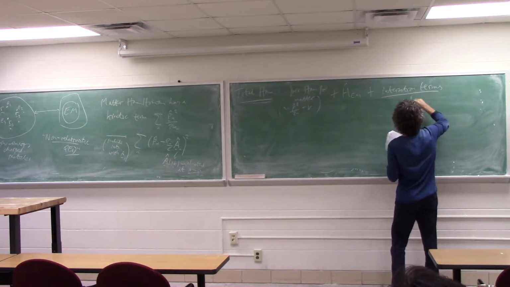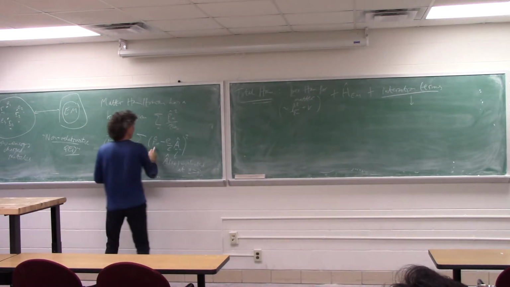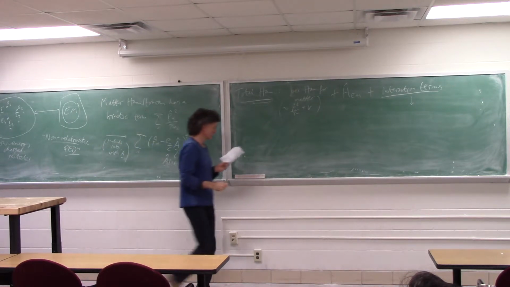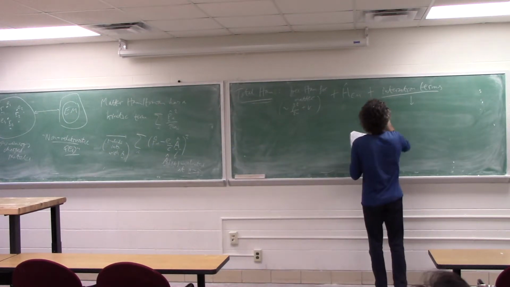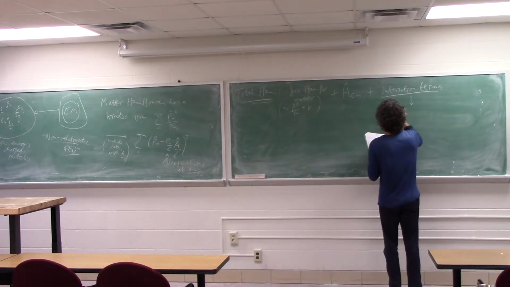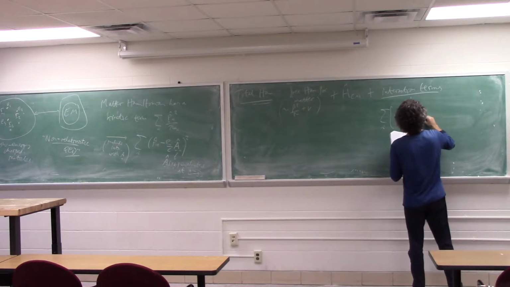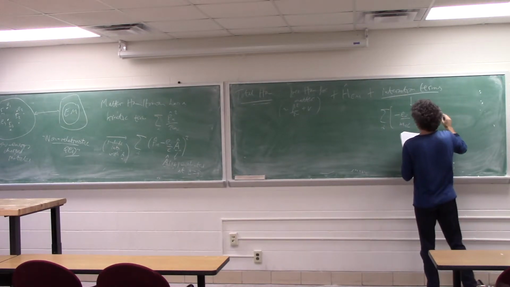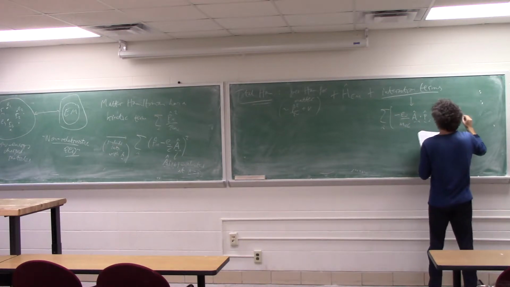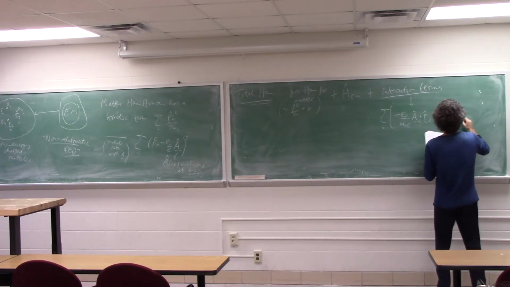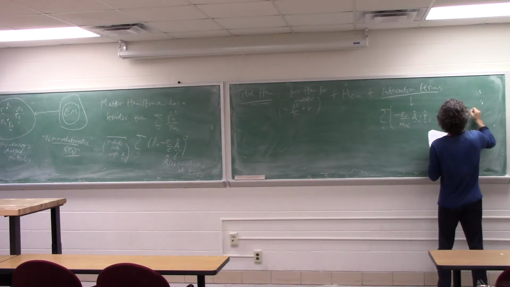What do the interaction terms look like? If you square this and use the fact that we're working in the Coulomb gauge, what you find is you get the sum over i of minus e_i over m_i c, A_i dot p_i, plus e_i squared over 2 m_i c squared, A_i squared.